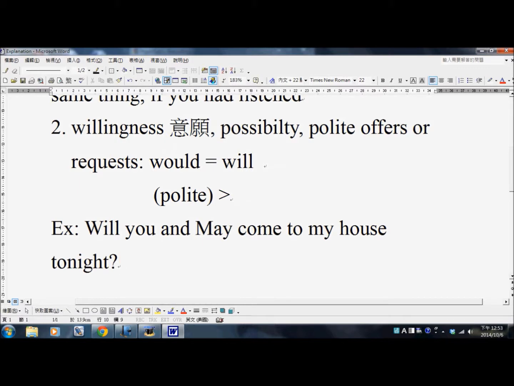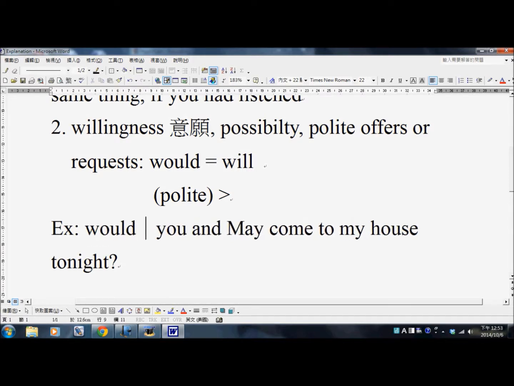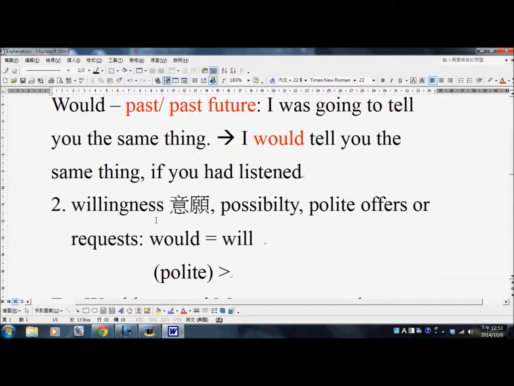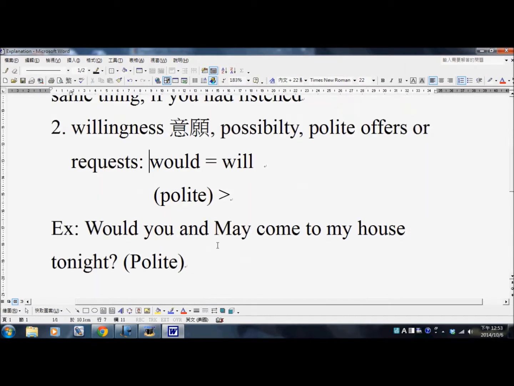This is a perfectly okay sentence, but if I change the word will to would, I'm being more polite. Would you and May come to my house tonight? In this case, I'm being more polite. So you know that you can use would and will in the same way, but we use would when we want to be more polite.